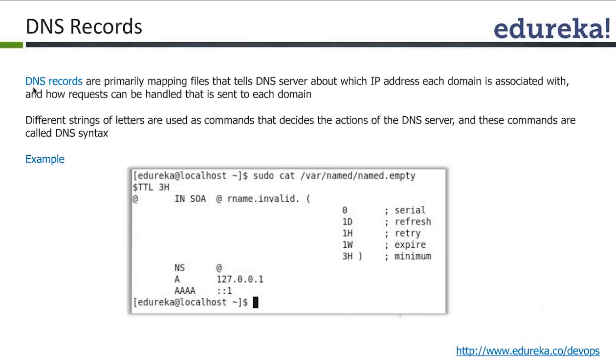Now, DNS records. What does this DNS record mean? DNS records are primarily mapping files that tell the DNS server which IP address each domain is associated with, and how requests sent to each domain can be handled. Different strings of letters are used as commands that decide the actions of the DNS server, and these commands are called your DNS syntax.